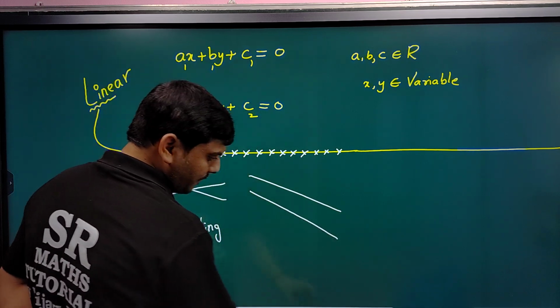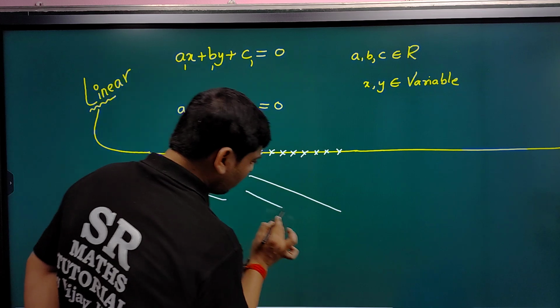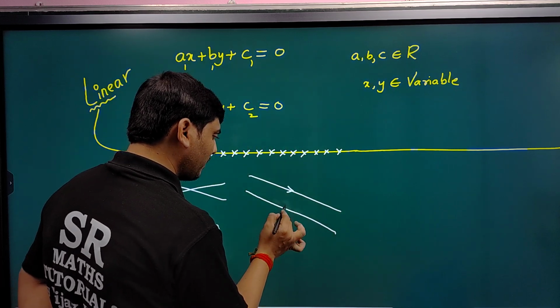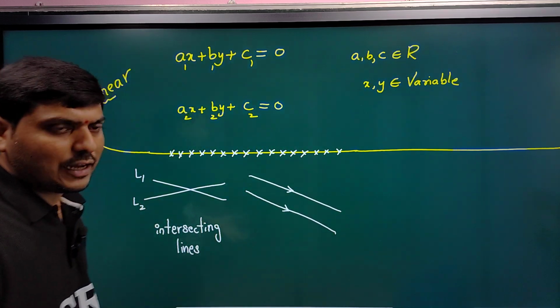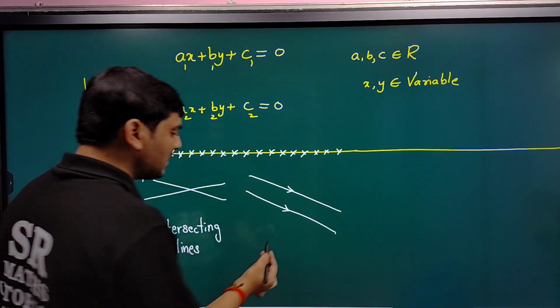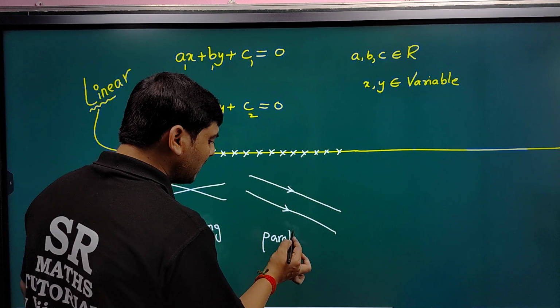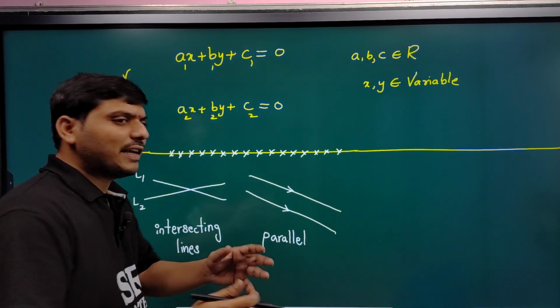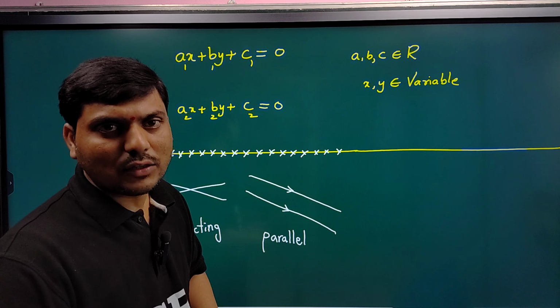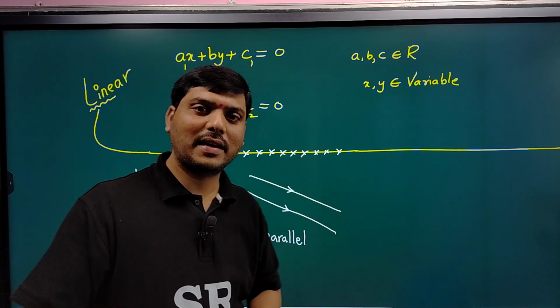These lines actually have no intersection; they do not meet at one point. So these lines are like parallel lines. Two lines cannot meet at any point. Those lines are called parallel lines.